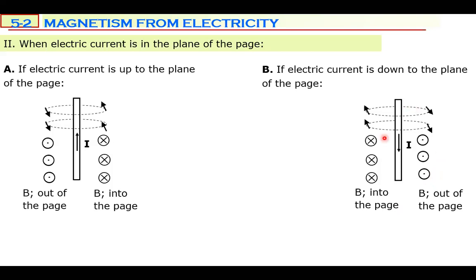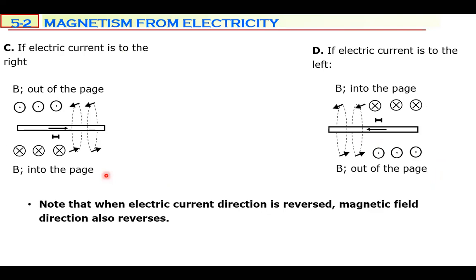So if the electric current is down in the plane of the page, if you curl your fingers, you will see that the magnetic field on the left side is into the page, and on the right side of the wire, it is out of the page. And if the electric current is to the right or to the left of the page, again, you are going to use the right hand rule. If you hold your thumb to the right of the page, you will see that above the wire, the fingertips are pointing out of the page. If you continue curling your fingers, you will see that below the wire, the magnetic field becomes into the page.